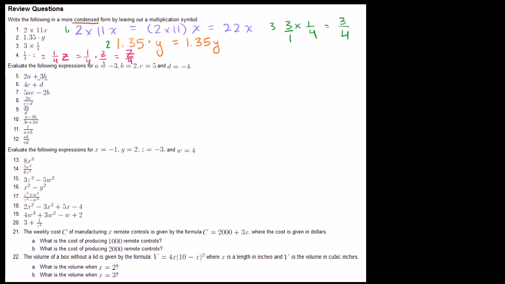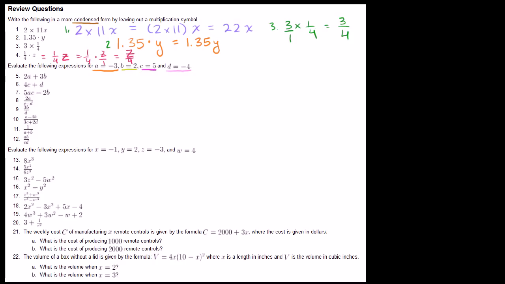Now, what do they want us to do down here? Evaluate the following expressions for a is equal to 3, b is equal to 2, c is equal to 5, and d is equal to negative 4. So we just substitute. Every time we see an a, we're going to put a negative 3 there. Every time we see a b, we'll put a positive 2 there. Every time we see a c, we'll put a 5 there. And every time we see a d, we'll put a negative 4 there.